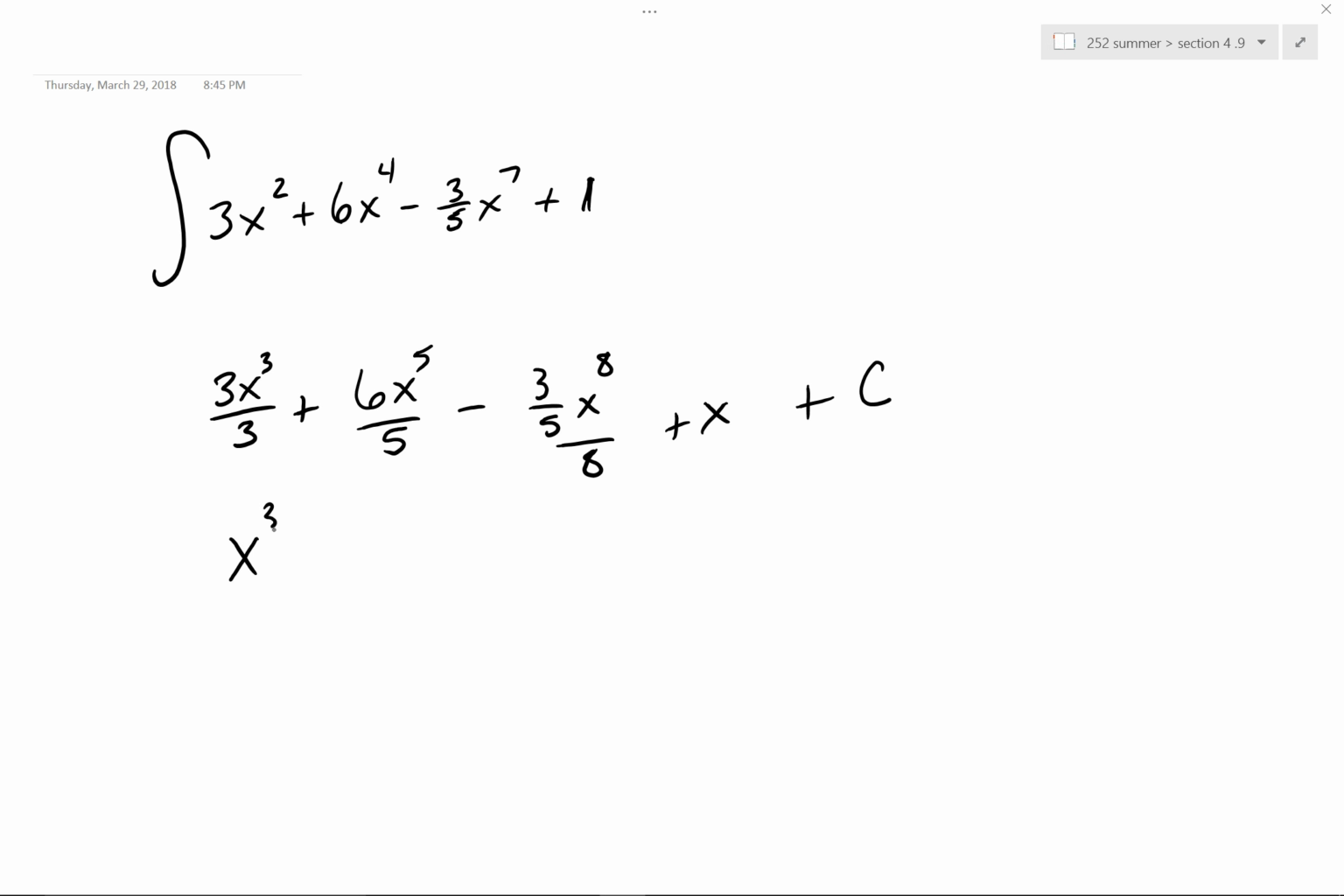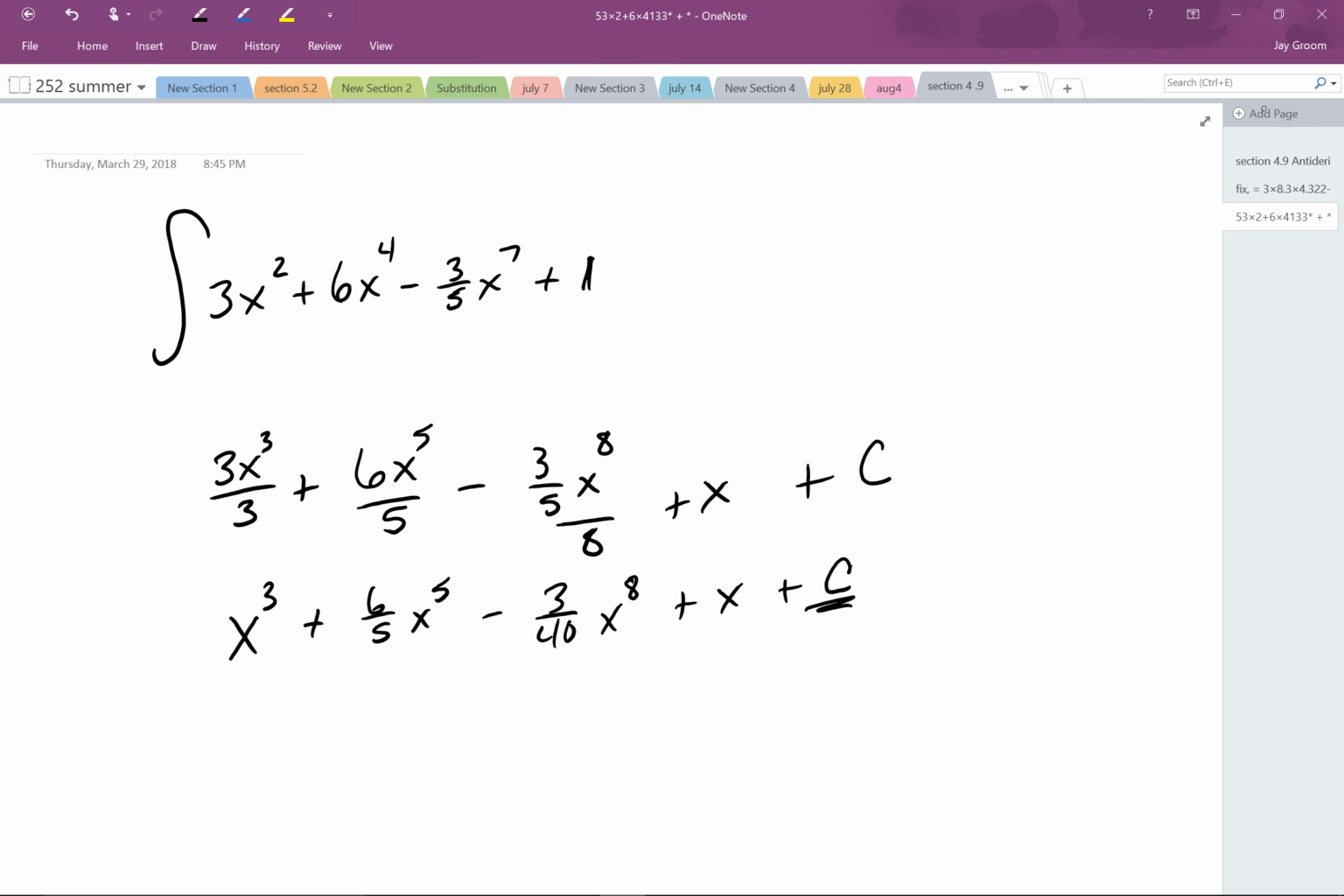So that's x cubed plus 6/5 x to the fifth. And of course, this is going to be 3/5 times 1/8, which is 3 over 40, x to the 8, plus x, plus the constant. Don't forget your constant, because it's technically not the antiderivative unless there's a constant on the end of it.